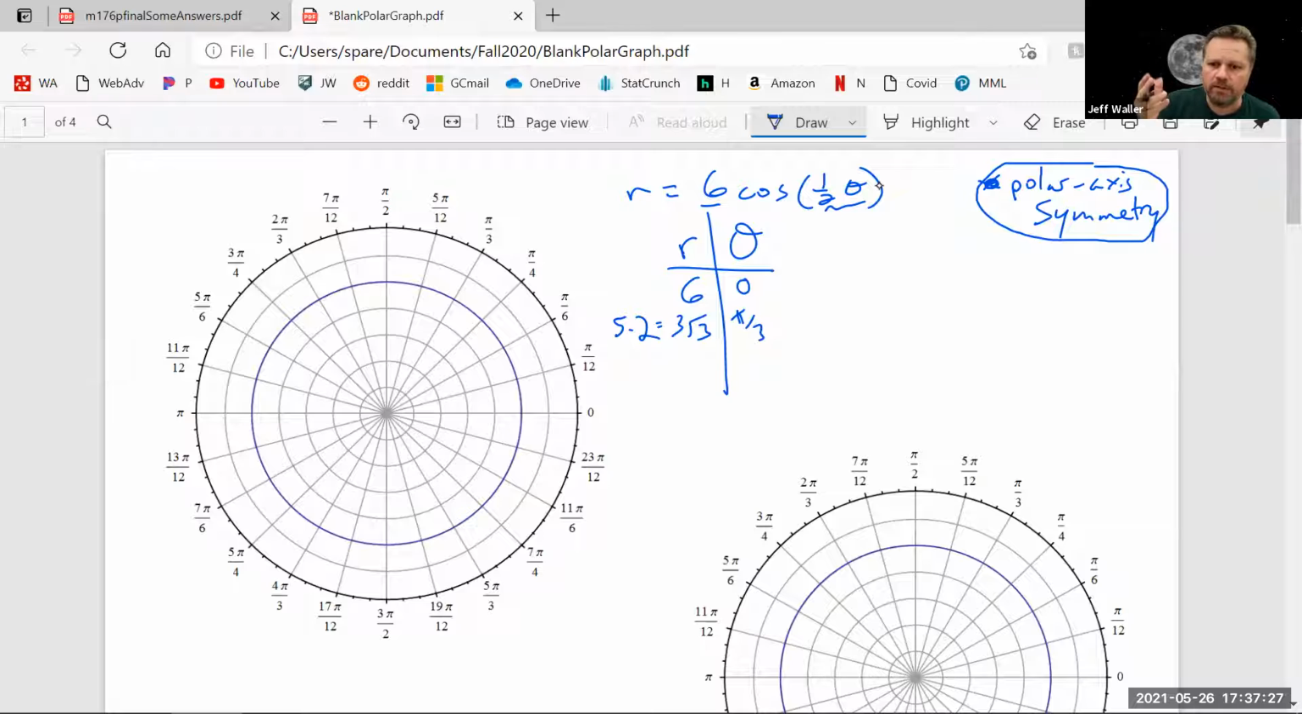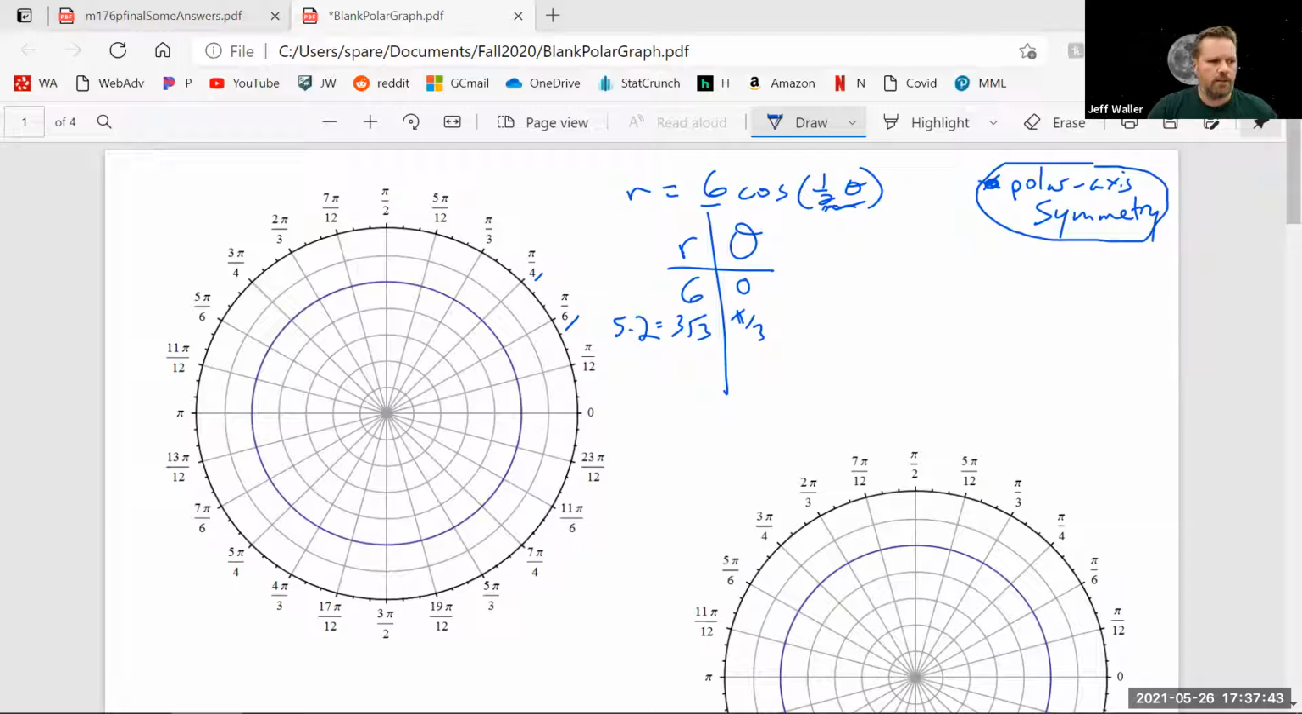Are you guys with me so far? Nothing amazing's really happened yet. Again, does everybody understand why I skipped pi over 6 and pi over 4? Because I end up with stuff I don't know. Now, you could just plug it in your calculator. You could, but I'm not going to do that unless I need to.